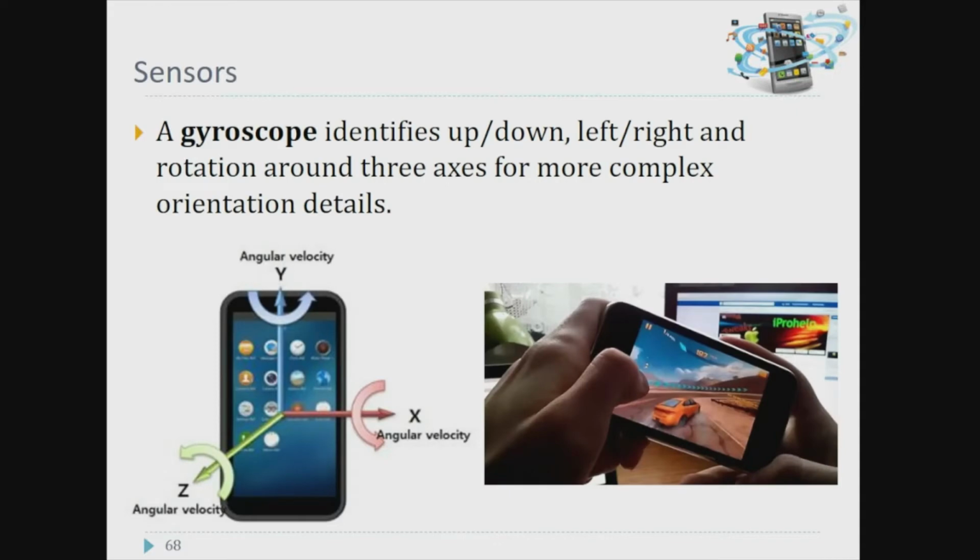Another sensor that we have in our phone is a gyroscope. A gyroscope identifies up, down, left, and right positions around the three axes for more complex orientation details. So usually when you play a game on your phone, we use the gyroscope. So it can determine either you want to go to the right or to the left. So it's based on the three basic axes Y, Z, and X, velocity. Okay.